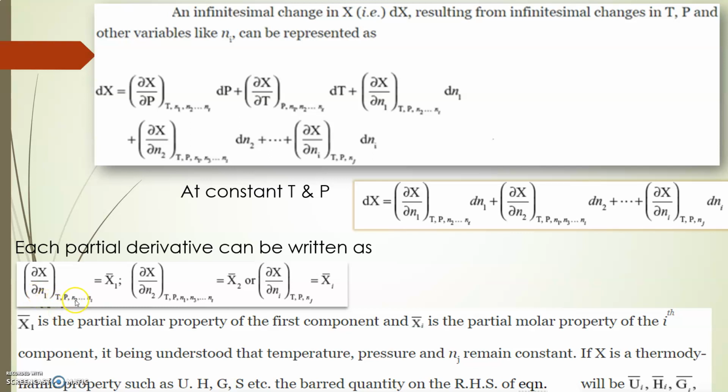Now each partial derivative can be written as del X by del N1 at constant temperature, pressure, N2 up till Ni, equal to X bar 1. Similarly, here it is written as X bar 2 until we get X bar i, where X1 bar is the partial molar property of the first component and Xi bar is the partial molar property of the ith component. Okay, so this is how we make the derivation.